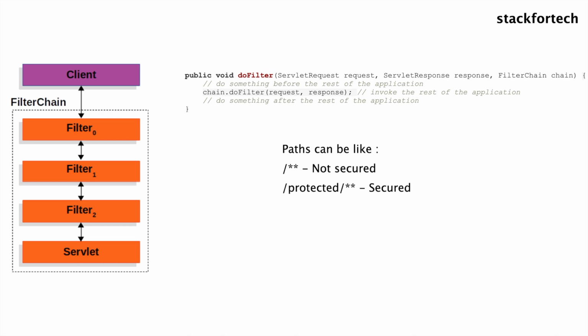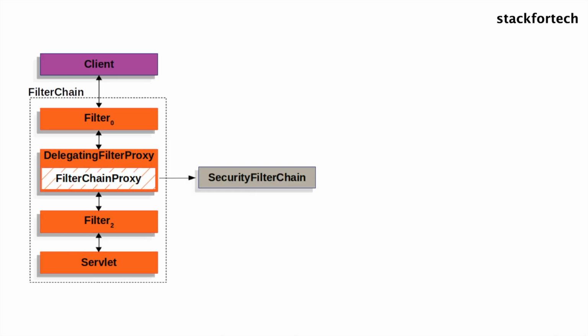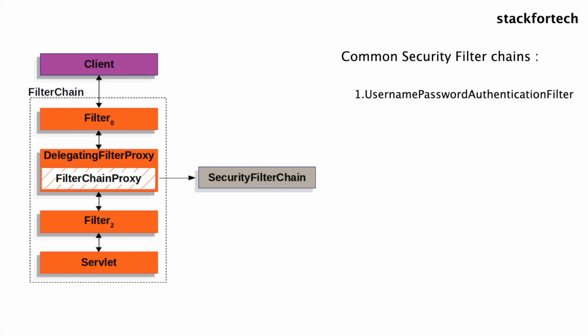So API paths which need to be authenticated are routed to a certain security filter chain by the delegating filter proxy that sits in this filter chain. The delegating filter proxy sits between the filters, and its job is to delegate these API requests to a security filter chain. There are various kinds of security filter chains available. Some of the common ones are the username password authentication filter, the basic authentication filter, the OAuth 2 login authentication filter, and there are many more. The list is much longer, but we are only considering three basic security filter chains here.